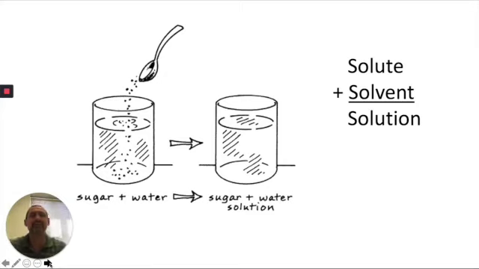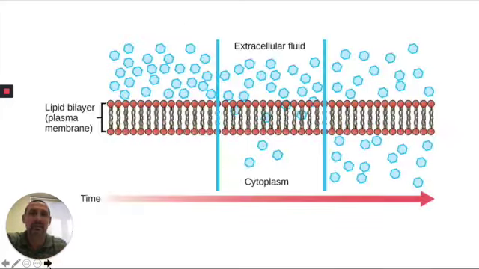A solution has some kind of solute in it: salt, sugar, oxygen, some kind of solute. That solute is being dissolved by a solvent, and together that makes a solution. So in my example, I've got sugar, that's the solute, water is a solvent, and together they're a sugar-water solution. If I add more sugar, it becomes more concentrated. If I add more water, it becomes more diluted.